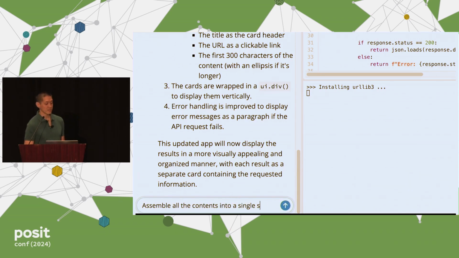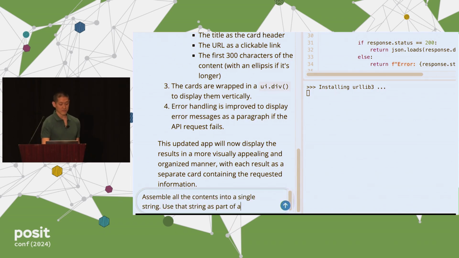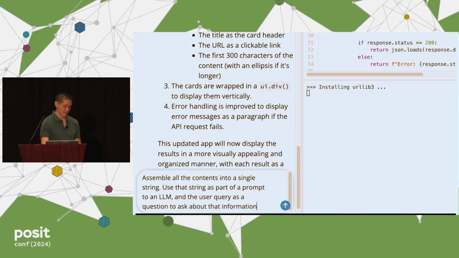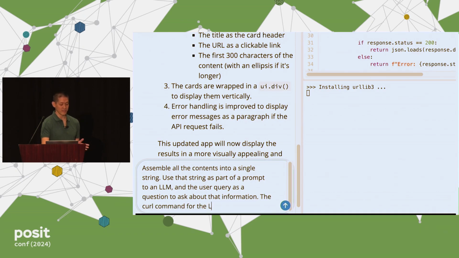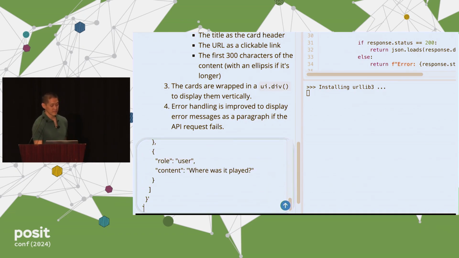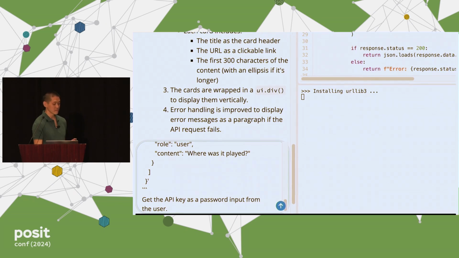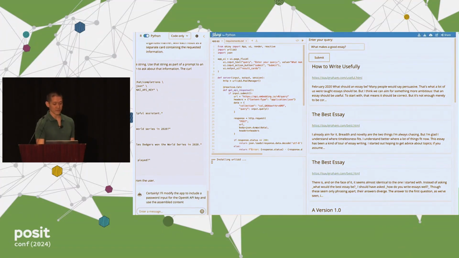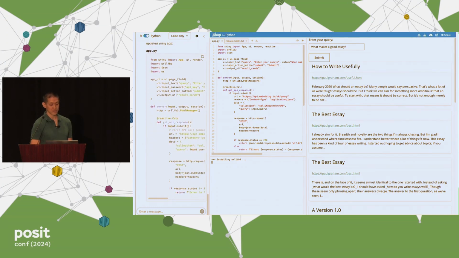So you can take that and ask it, assemble all the contents that we had before into a single string. Use that string as part of a prompt to an LLM, and the user query has a question to ask about the information. Okay. The curl command for the LLM is, paste that in there. And then we'll also tell it to get the API key as a password input from the user. I don't want to send my API key to Claude here, which is what's being used as the backend. So I want to just get that as input from the user. So it goes and generates the code.